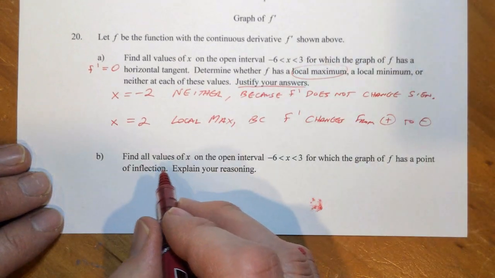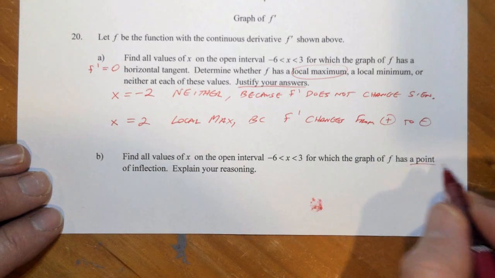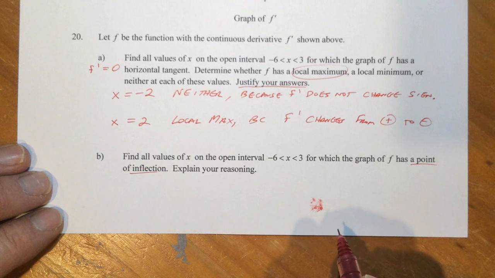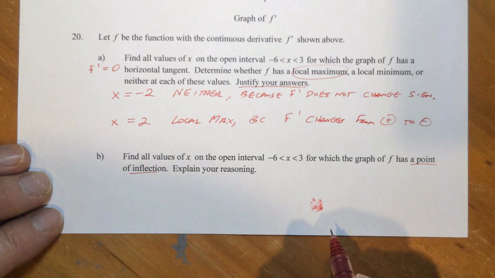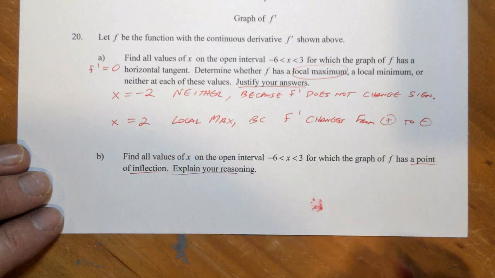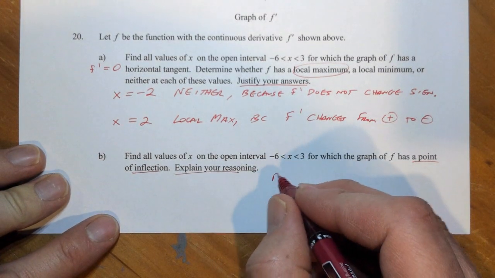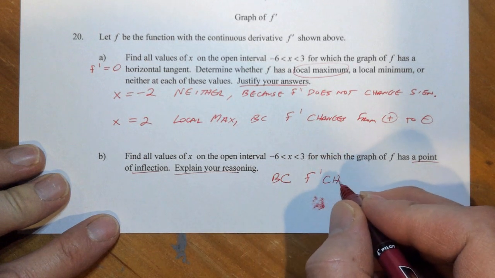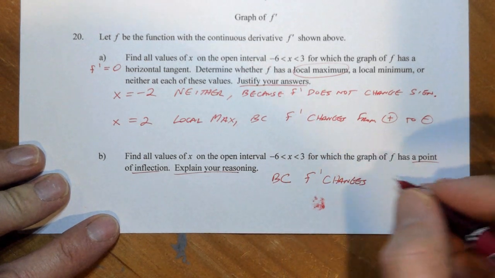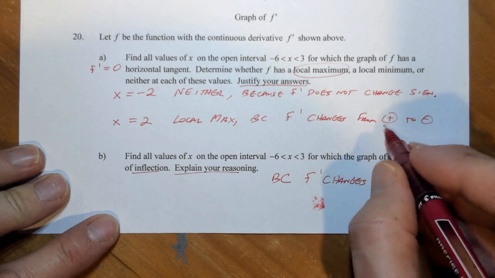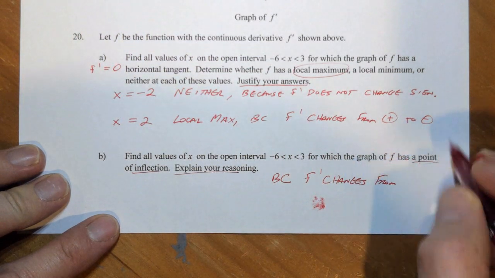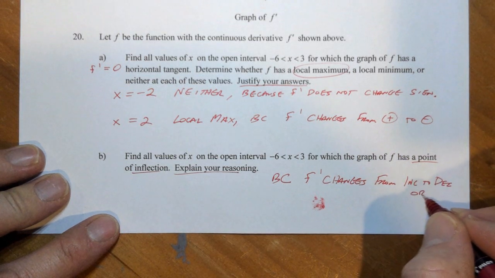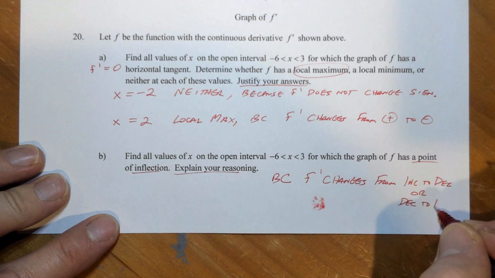Find all values of x for part B on the open interval for which the graph of f has a point of inflection. All right, so a point of inflection is where the first derivative will change from increasing to decreasing or vice versa. Since we have to explain our reasoning, why don't we write that down right now? So I'm going to write because, all right, f prime changes from, be careful here, we're not doing positive to negative. All right, we need to see increasing to decreasing or decreasing to increasing.